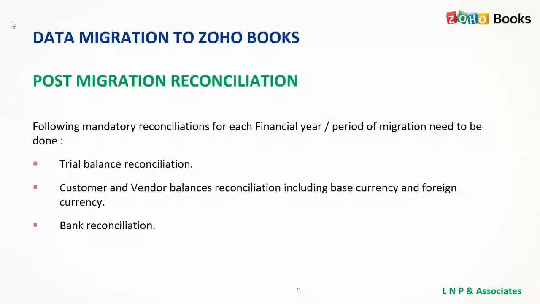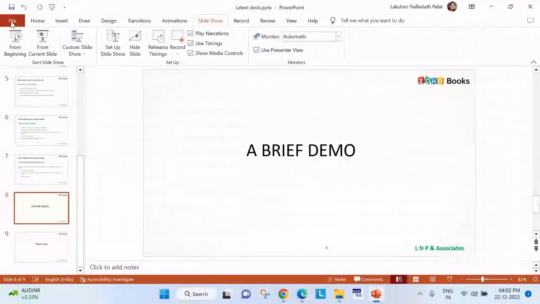You have to mandatorily do a TB reconciliation, and vendor and customer balance reconciliation. Both the foreign currency and Indian currency, INR, are mandatory, and you have to do a bank reconciliation on a yearly basis to ensure that the transition is done properly by you. This last step of bank reconciliation is required only if you are doing a complete transition of data from QuickBooks to Zoho Books, and it is not applicable for people who are going to do only the opening balance migration. Okay, let's see how Zoho Books will look.